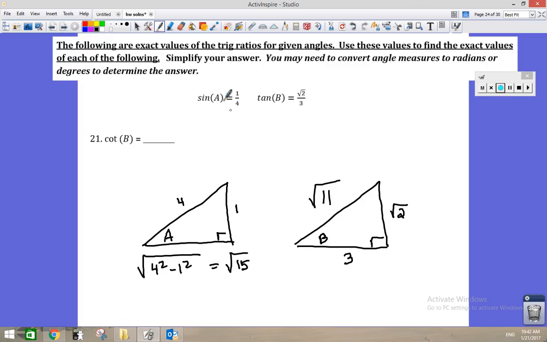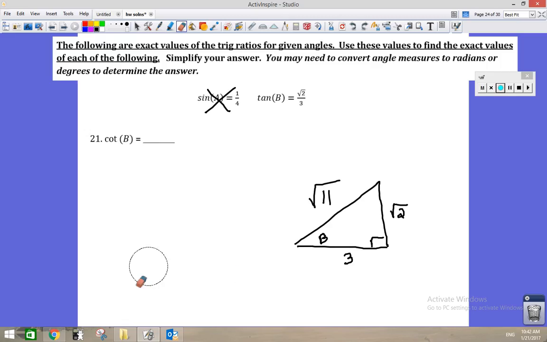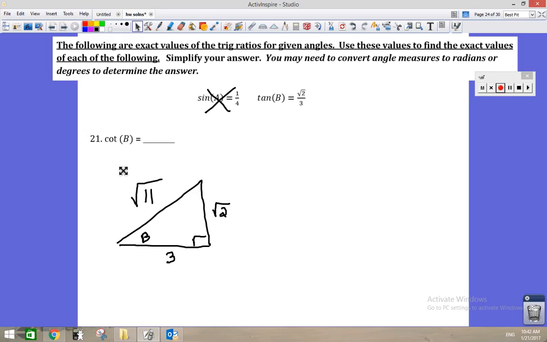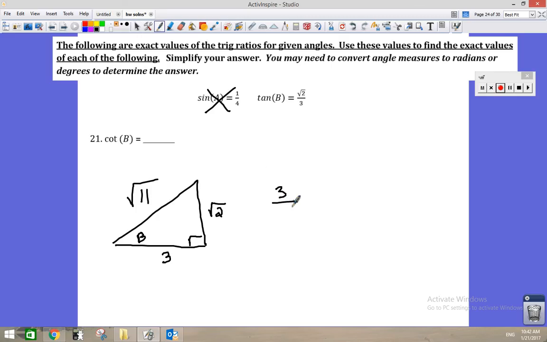Now this time, we're finally using the other triangle. So the cotangent is the reciprocal of tangent, so instead of opposite over adjacent, it's adjacent over opposite. Then we have to rationalize that. So if we have 3 over radical 2, that's 3 radical 2 over 2, our final answer.